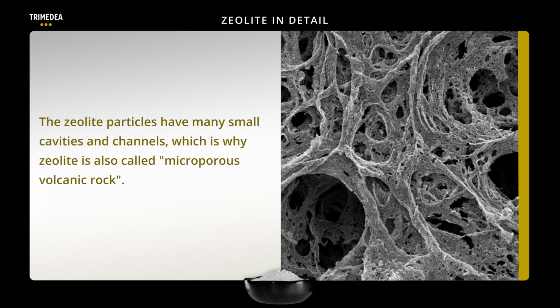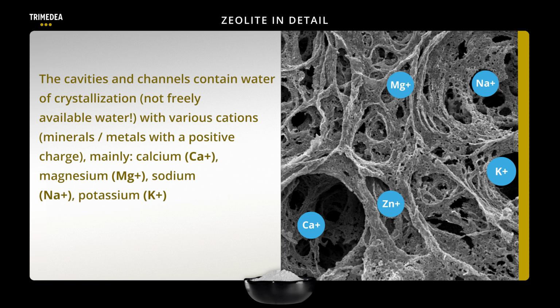The zeolite particles have many small cavities and channels, which is why zeolite is also labeled a microporous volcanic rock. The cavities and channels contain water of crystallization, that is, water that is not freely available, with various cations, that means minerals and metals with a positive charge, mainly calcium, magnesium, sodium, and potassium.